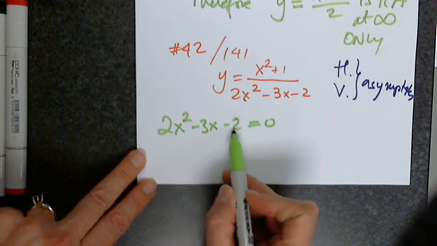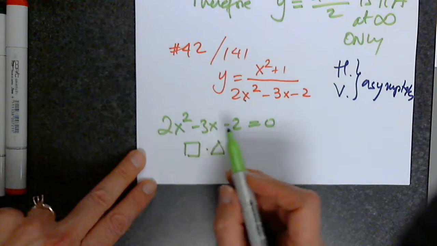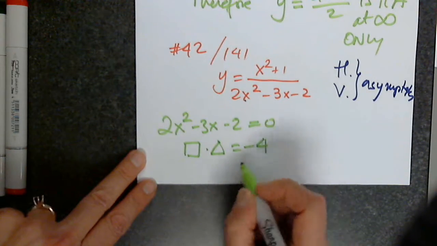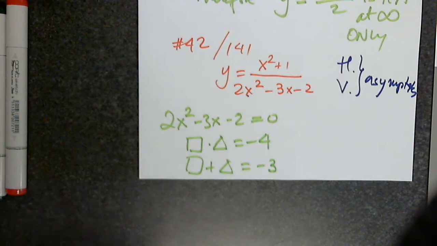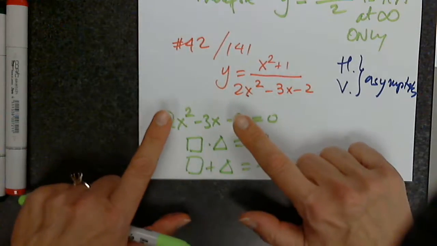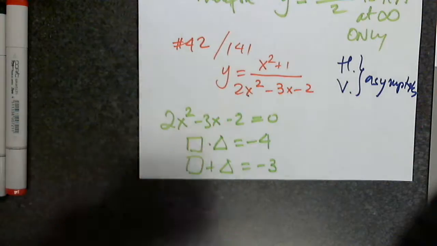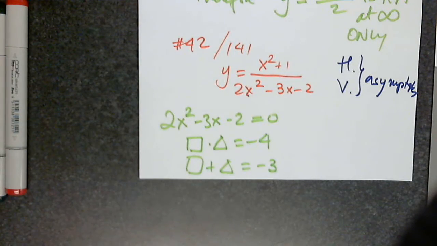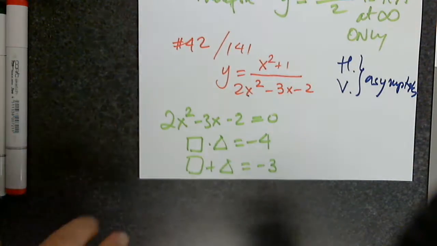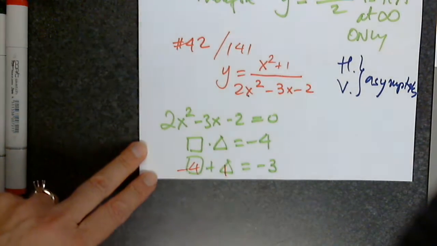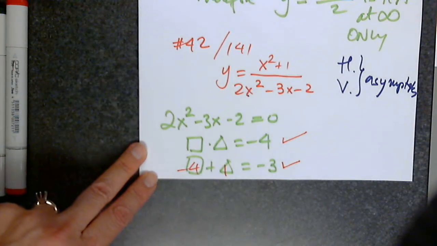Okay, so 2 times negative 2 is negative 4. We want to find, because this is not 1, I have to get it involved in the problem. And the sum is negative 3. So I'm looking for two numbers whose product is negative 4 and whose sum is negative 3. Do they exist? Yes, negative 4 and 1. The product is negative 4.